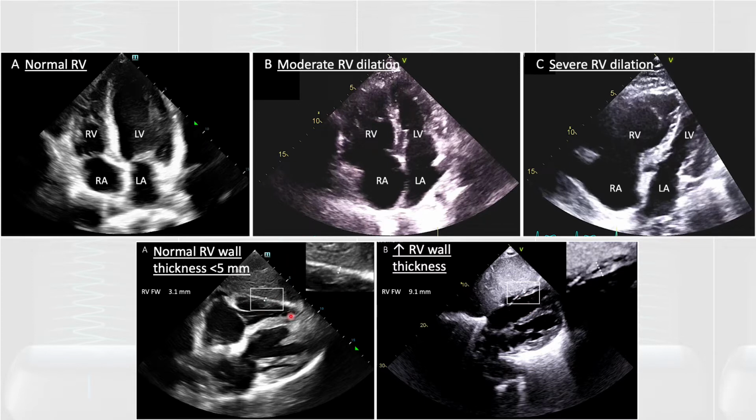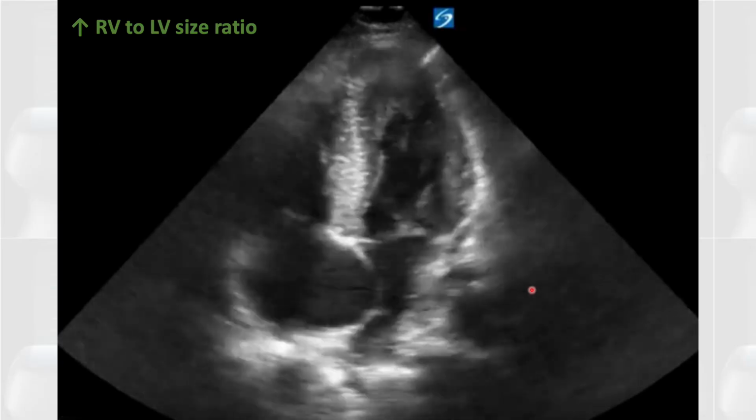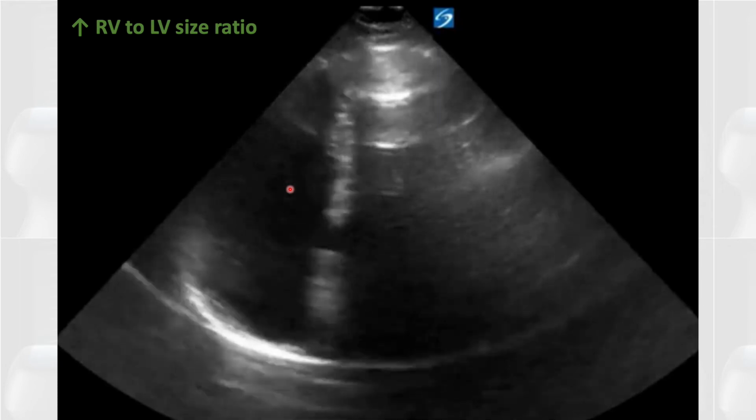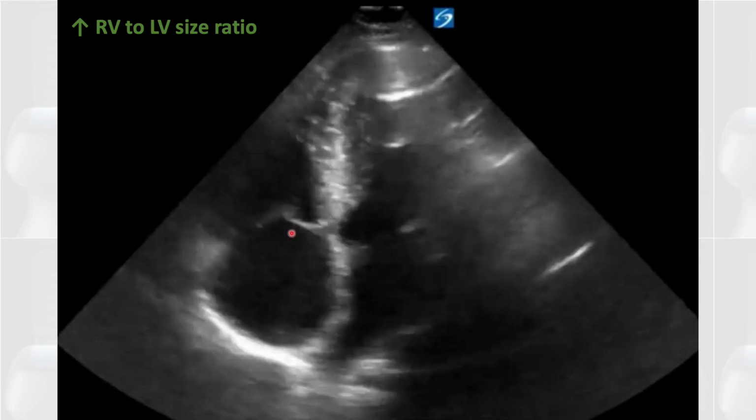So this one goes with PE more than this one, although of course you can still develop PE on top of pulmonary hypertension for any reason. So this is regarding the first sign. This is a video of the same thing, enlargement of the right ventricular chambers. So you see again enlargement of the right ventricle.